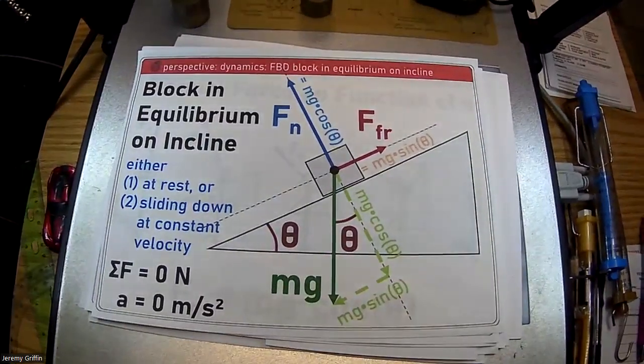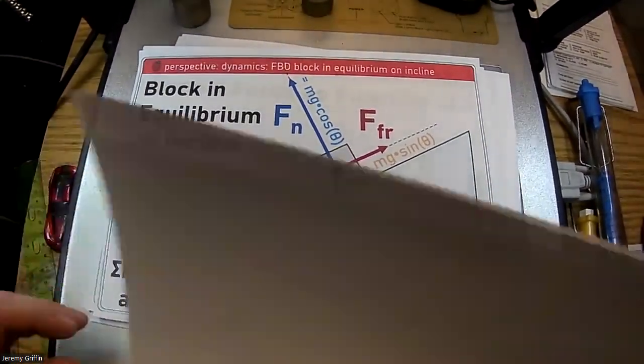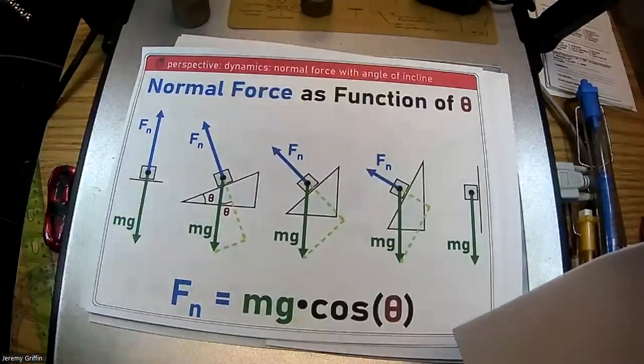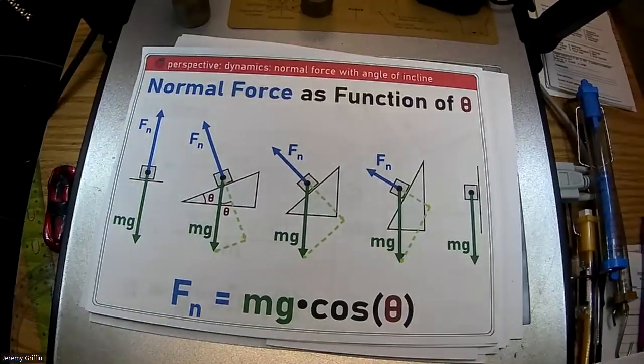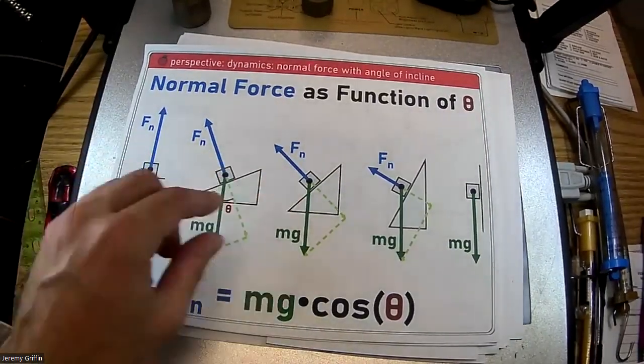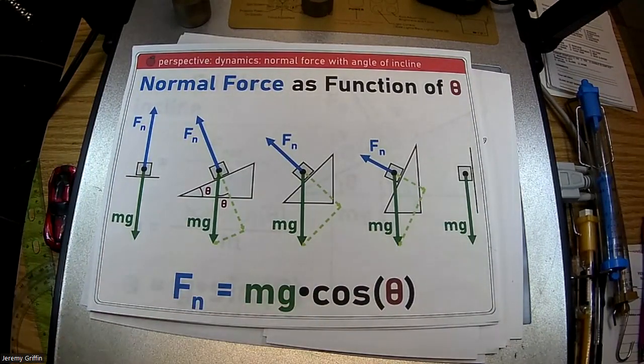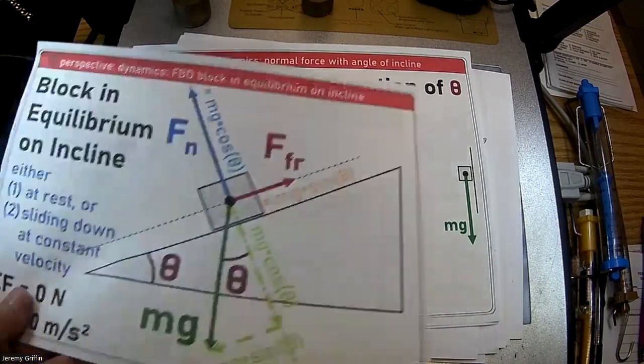Right. And this is the setup right here. And so I've got a few other posters I want to take you guys through. Remind you guys that the normal force decreases as you increase this angle. Okay, here's the relationship. Normal force is mg cosine theta. But you guys saw that already. You guys saw that right here.